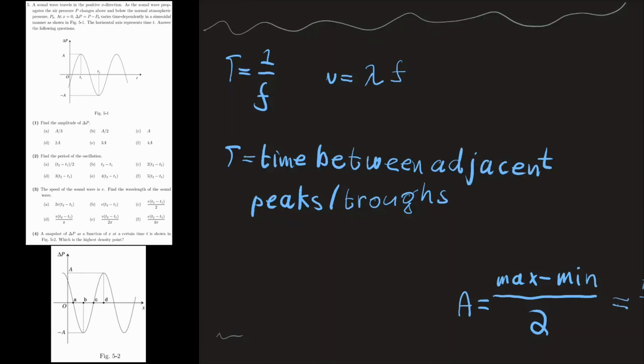Also, the definition of a period, at least for a wave, is the time between two adjacent peaks or troughs. Technically, there's a part of this question where you sort of need to know how air pressure works, but it can also be answered just based on intuition really easily.